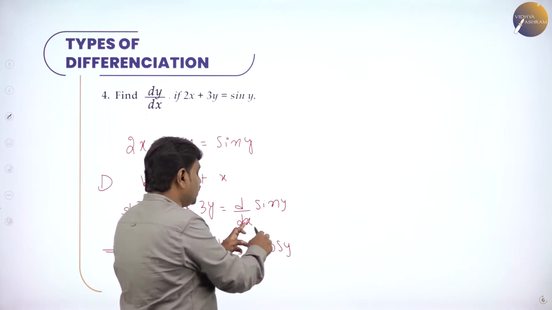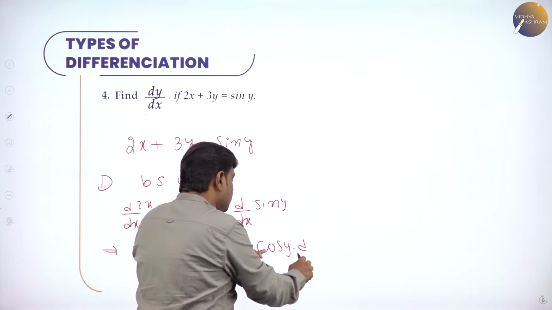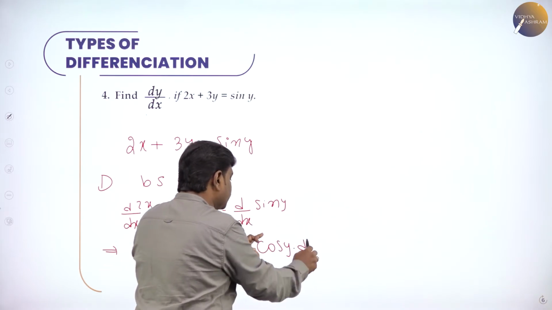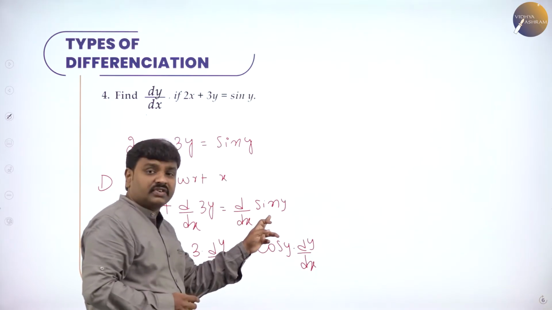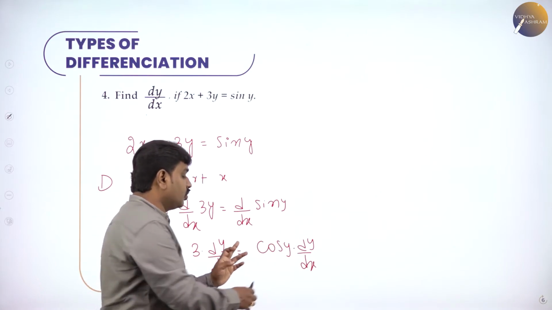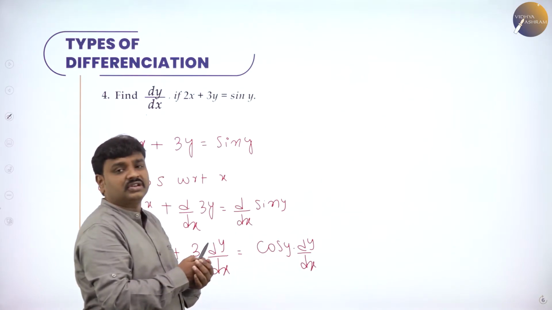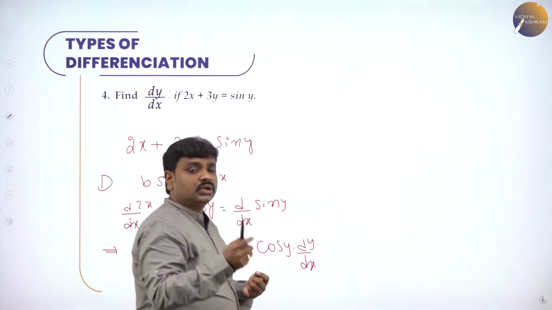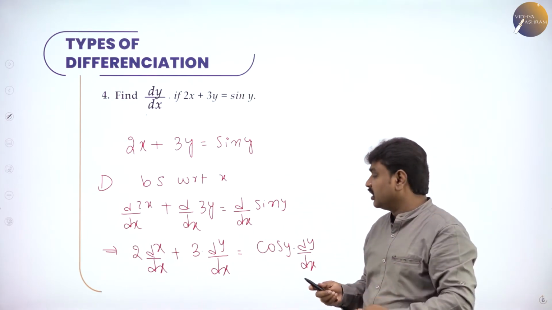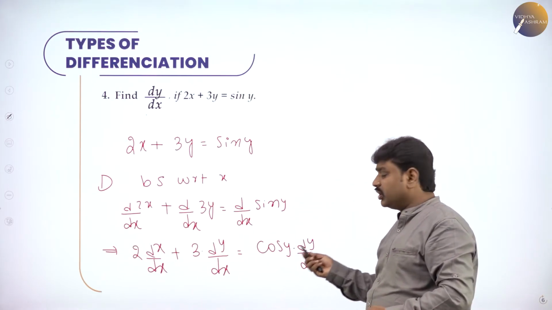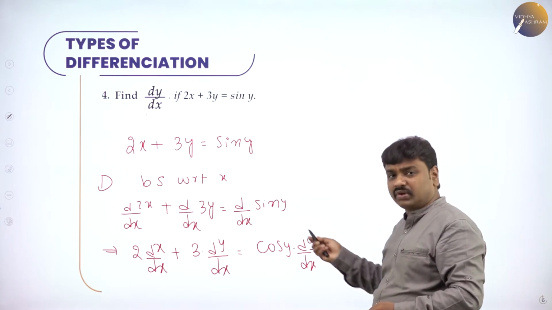So sin y, derivative of sin y is cos y into d by dx of internal function. What is internal function? Y. So differentiation of sin y is what? Cos y into dy by dx. Don't forget to write into dy by dx. Chain rule. You know, external formula into derivative of internal function. So sin y is cos y into d by dx of internal function. Internal function is what? Y.